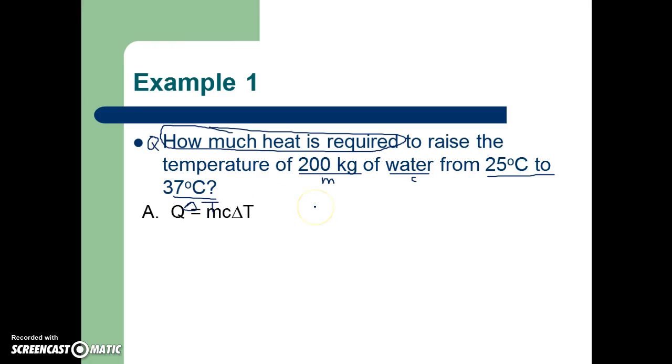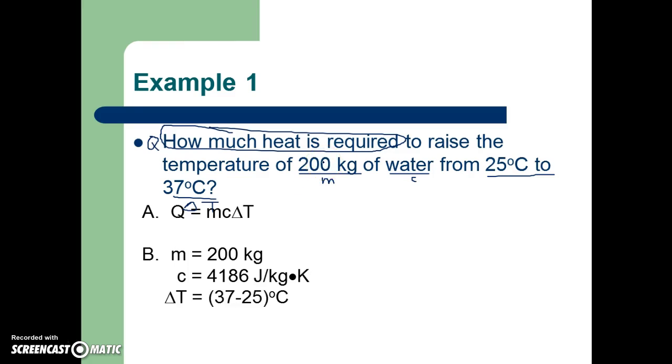So Q is equal to MC delta T. M is 200. C is the specific heat of water. We get that from a table. The change in temperature is 37 minus 25, which would be 12 Celsius. And since Celsius changes on the same scale that Kelvin changes on, a change of 12 degrees Celsius is the same thing as 12 Kelvin. If you're not sure how that happened, we'll talk about that in class.